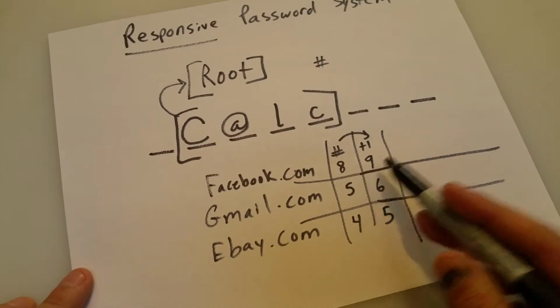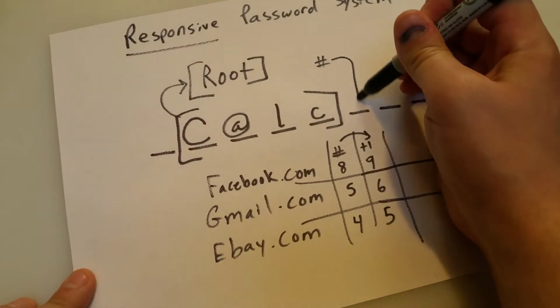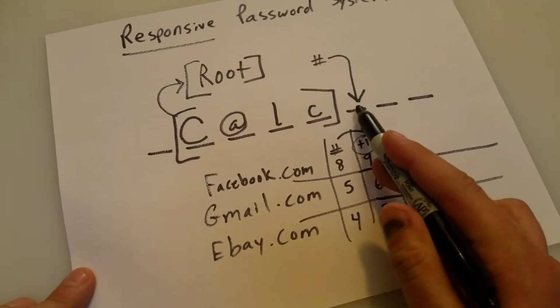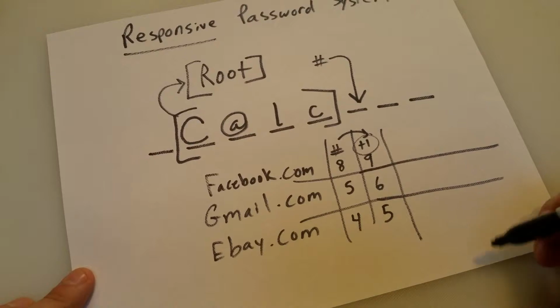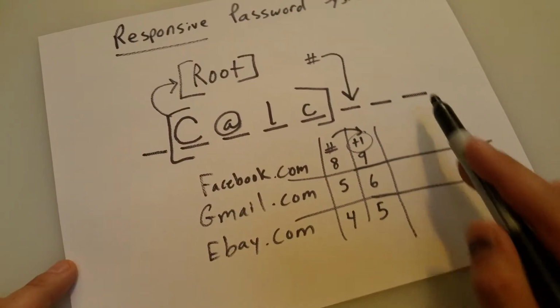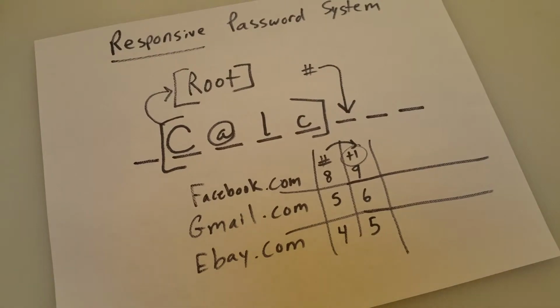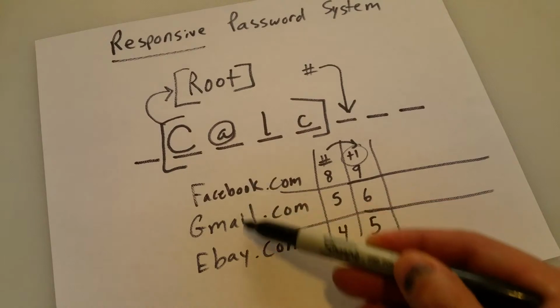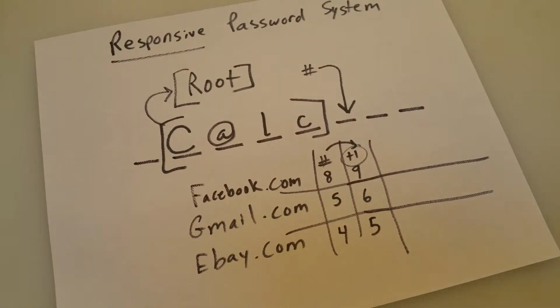So the number sign. I'm going to put the number sign immediately after CALC. So this +1 modification is going to go in after CALC. But then I also have 1, 2, 3 different letters left to put in. And I'm going to start pulling them from these different .coms.